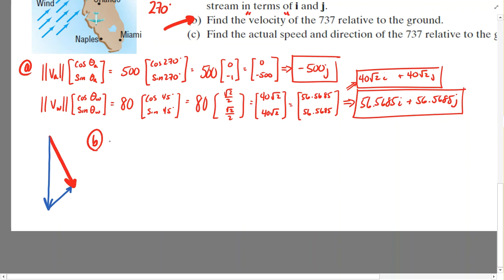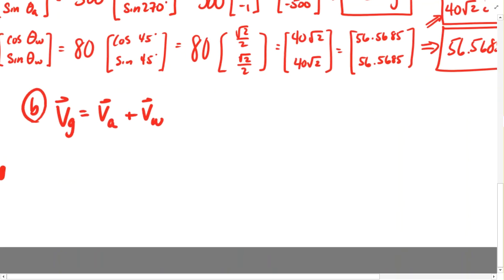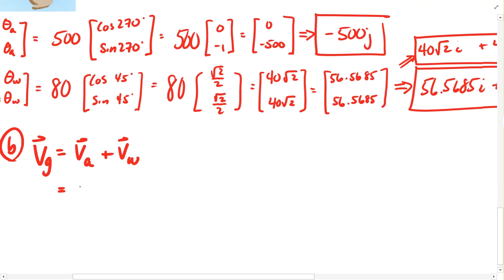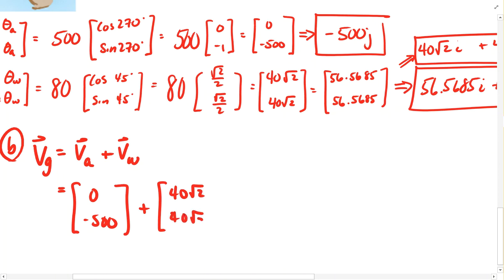And so we might say something like this: the vector or velocity of the airplane relative to the ground is this red vector, is the sum of the velocity vector of the airplane pushing itself plus the velocity vector of the wind affecting the airplane as well. And so we just noted that the rectangular components of the airplane were obtained. That's 0 and negative 500. And we also have the rectangular components of the wind vector. We'll call that 40 root 2 and 40 root 2 for precision.